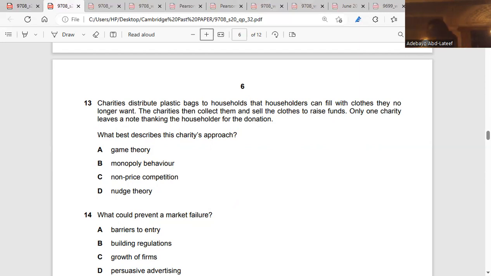And what is nudge theory? Nudge theory talks about behavioral aspects in economic theory, like doing things right. You are not obliged to do it, but when you do it, it means it is part of your ways. So we call it nudge theory. They are behavioral patterns in economics. So the answer is D. Clear, right?